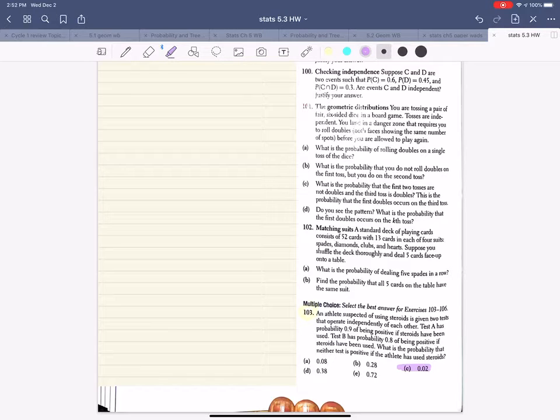Okay. So it says an athlete suspected of steroid use is given 2 tests that operate independently. So if they're independent, we can multiply them to find their probability. So it says test A has a probability of being positive of 90% if steroids have been used. So probability of A given steroid, right?